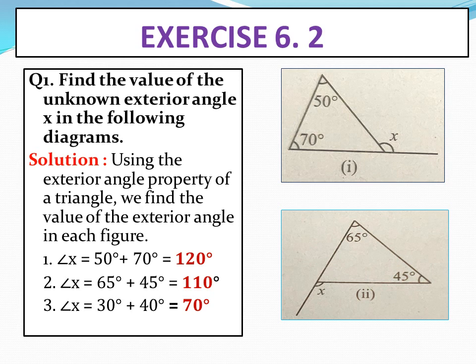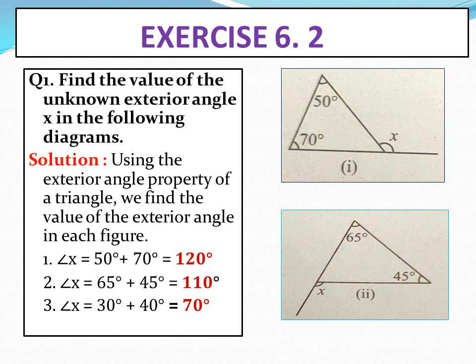Okay, solution, let us see. Using the exterior angle property of a triangle. That is what up till now we have learned. What is that? The measure of the exterior angle is equal to the sum of the measures of the interior opposite angles. That is the exterior angle property of a triangle. By using this, we have to find out the value of x.